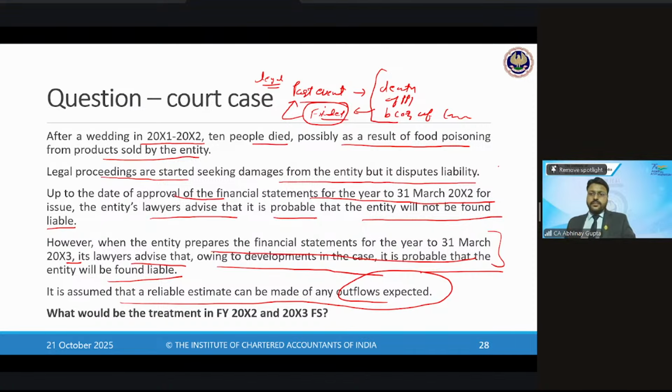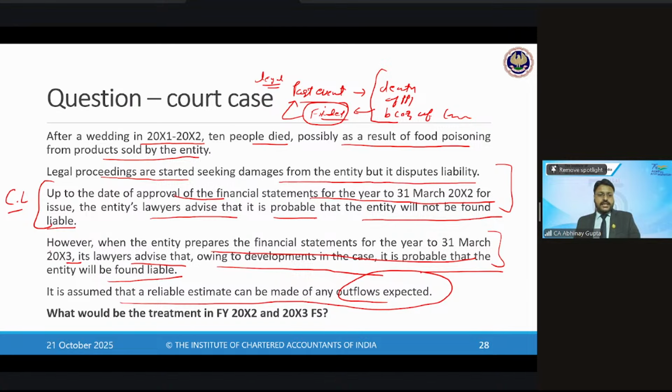Right? The company will not be liable for any probable outflows. So there was no present obligation by virtue of this past event. The past event was there, but there was no present obligation. So what obligation was that? Possible obligation? Yes. So since it was a past event plus possible obligation, the answer comes to contingent liability.